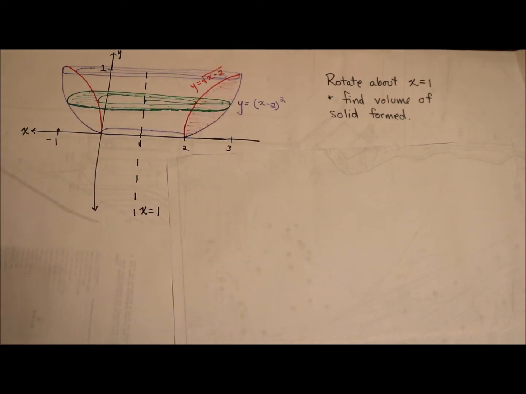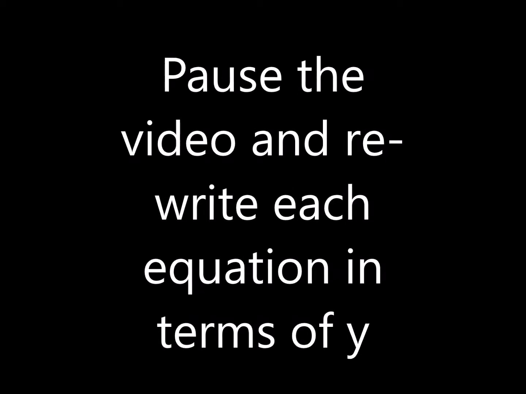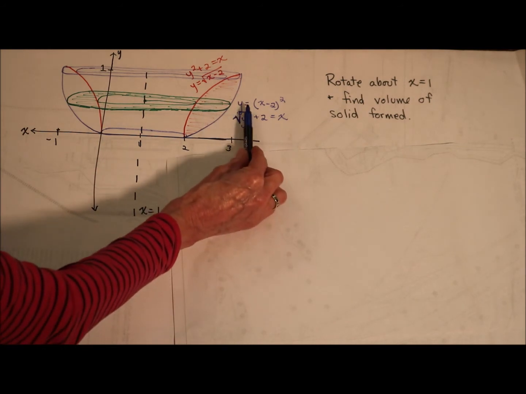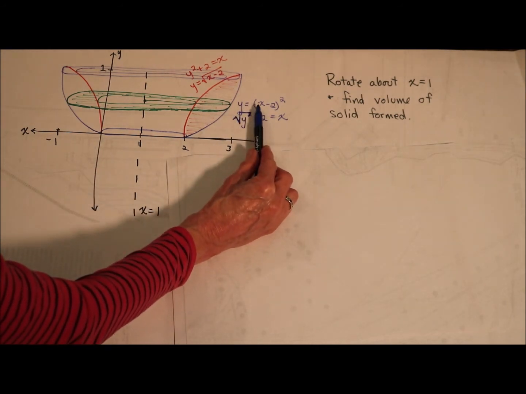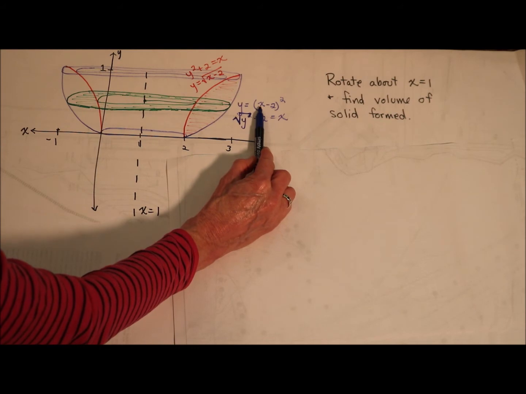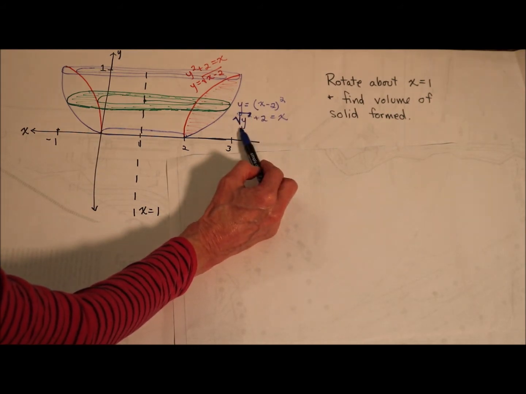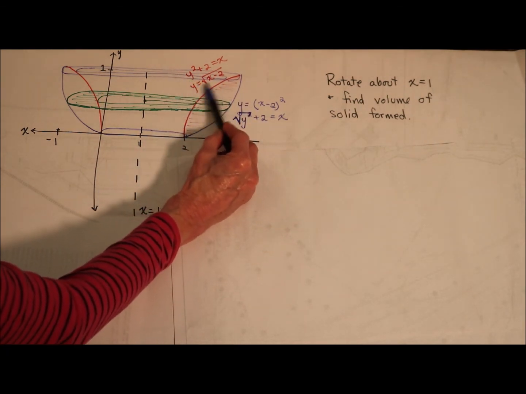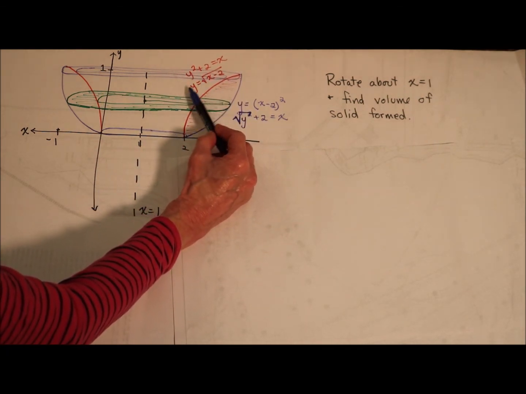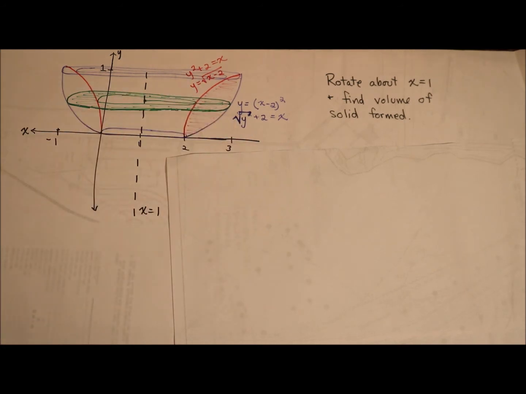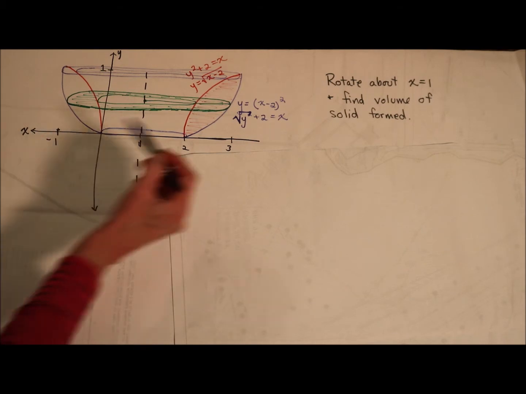So before I do anything, I'm going to rewrite each of these functions. I rewrote the blue function here: I took the square root of both sides and then added 2. So I rewrote the blue function in terms of y. And I rewrote the red function in terms of y: I squared both sides and added 2. That wasn't too bad.